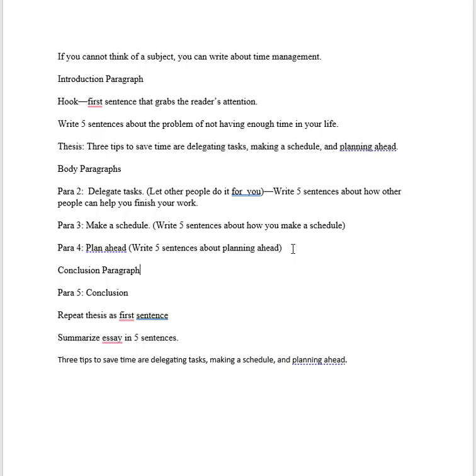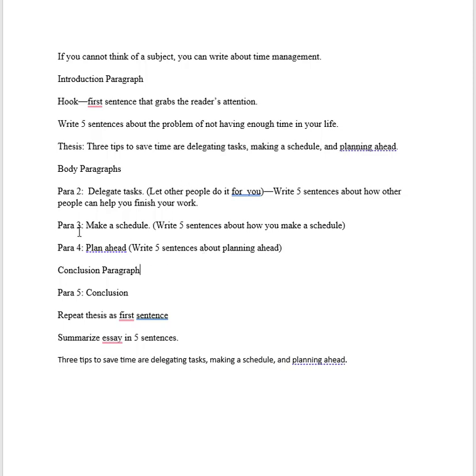And for any other topic, you would write 3 tips to get my daughter to brush her teeth. 3 tips to declutter my closet are A, B, and C. And then you do A, B, and C here in the same way. So delegate tasks becomes paragraph 2, make a schedule becomes paragraph 3, planning ahead becomes paragraph 4, and then you have your conclusion.